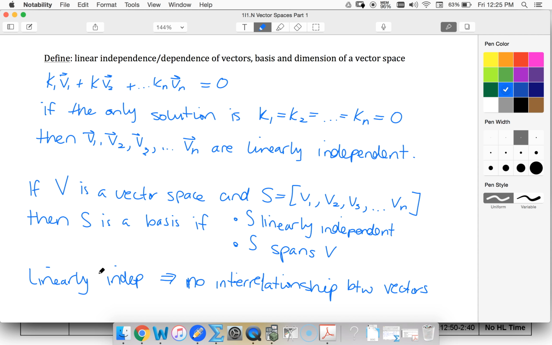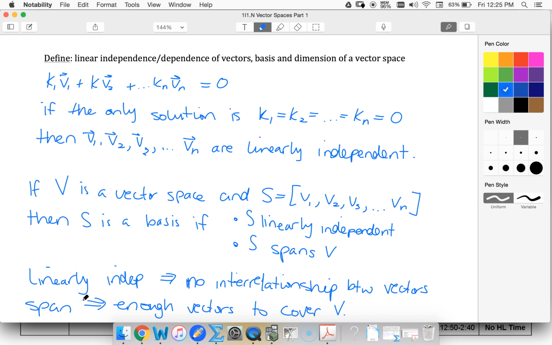And then the span guarantees that we have enough vectors to cover all the coordinates in V. Yeah, so we need both of these things. The first one basically means that we have no redundancies, and the span is ensuring that we're covering all of V.